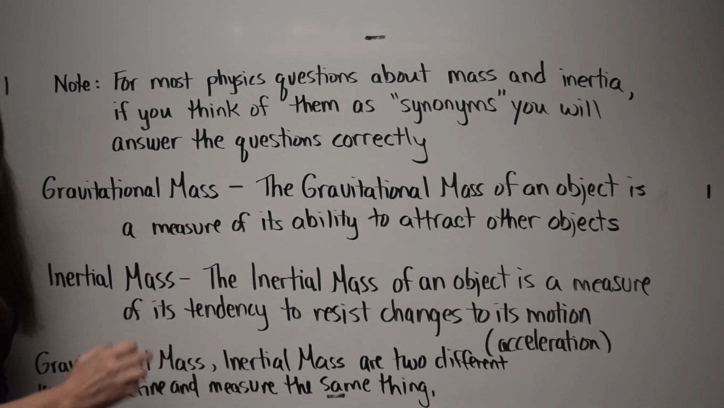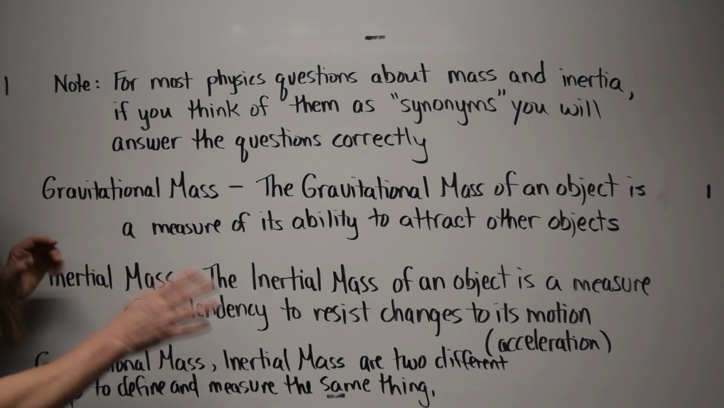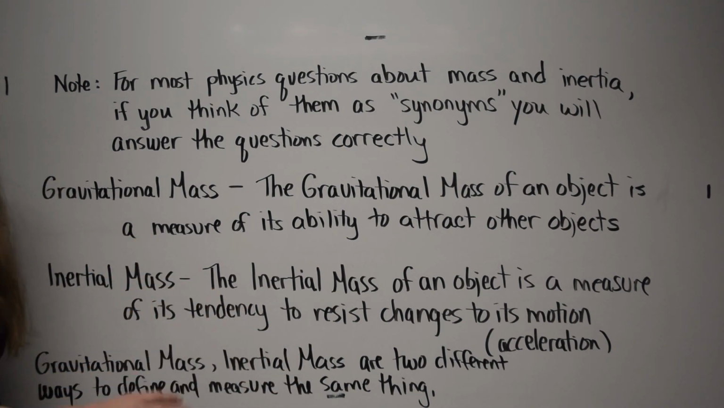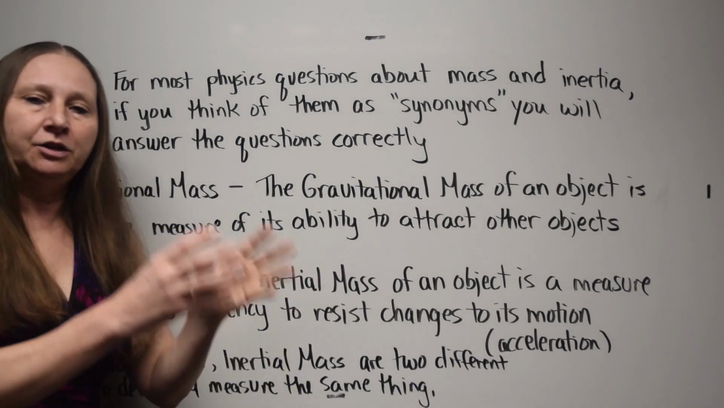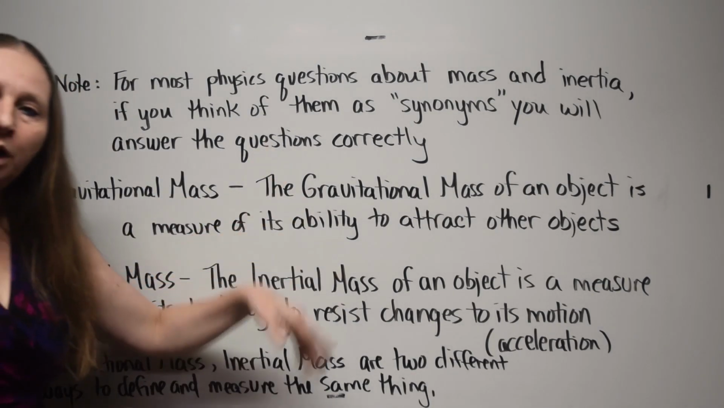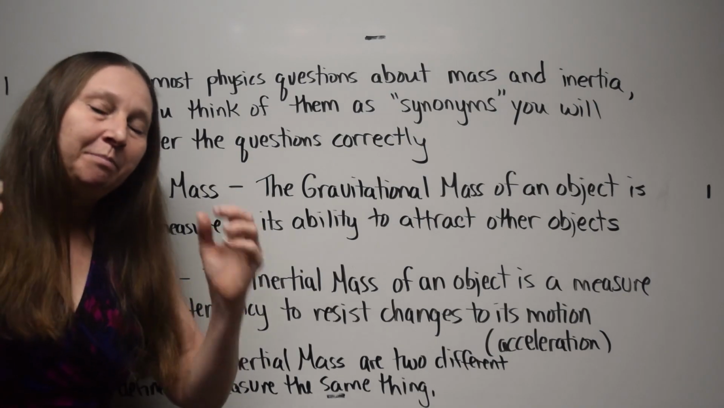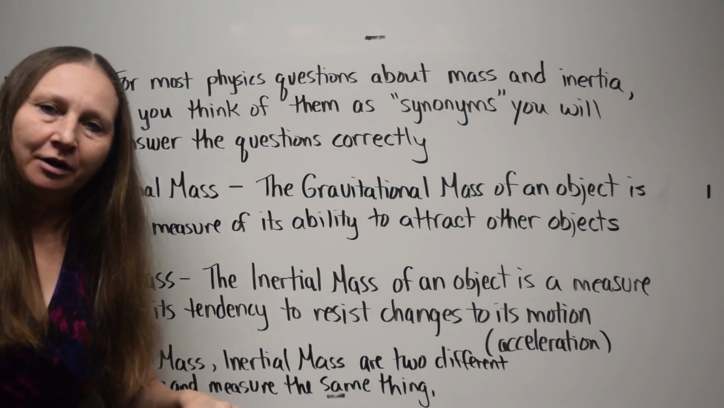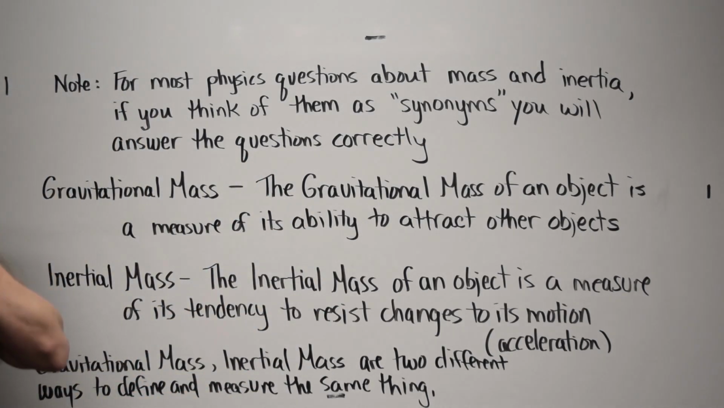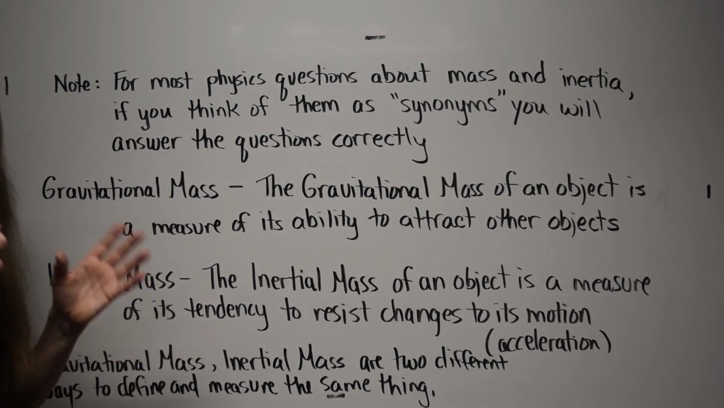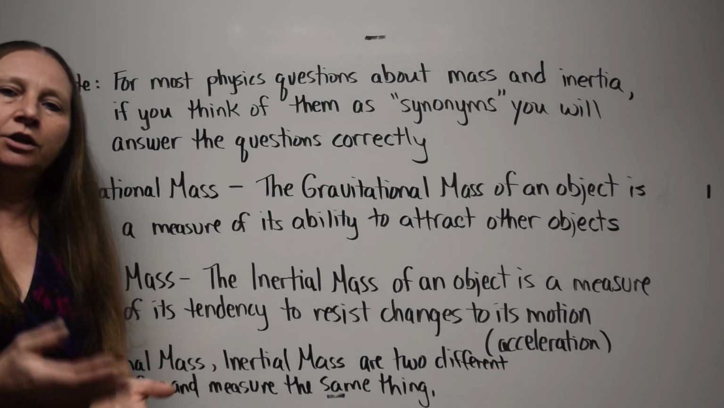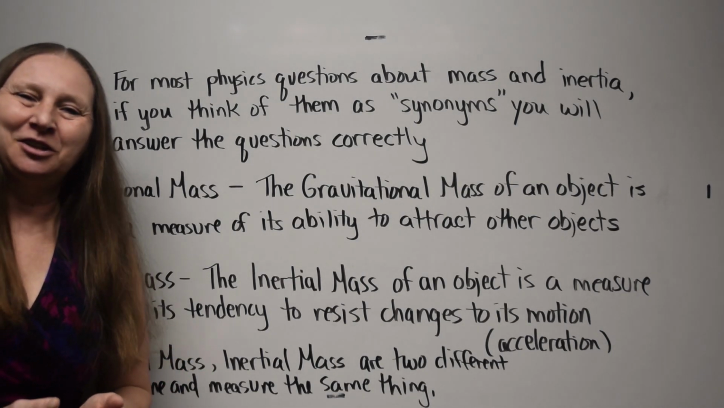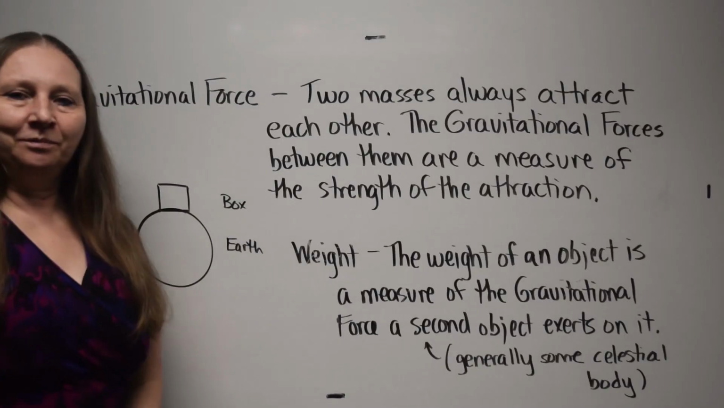In any case, gravitational mass and inertial mass are not different masses. They're different ways to define and measure the same mass. The apple has a small mass, no matter which one we're talking about. Mars has a big mass, no matter which one we're talking about. Gravitational mass and inertial mass are the same mass. It's just two different ways to define it, to talk about it, to measure the same mass.